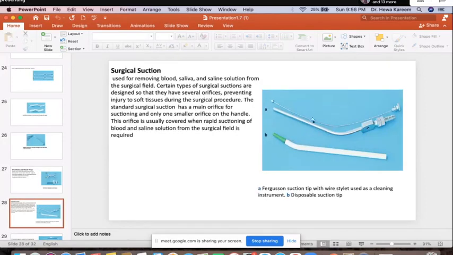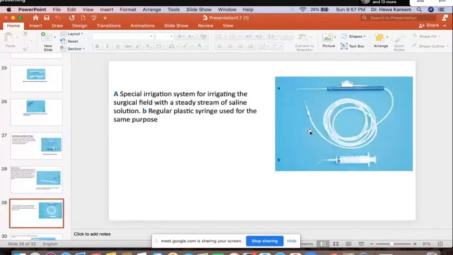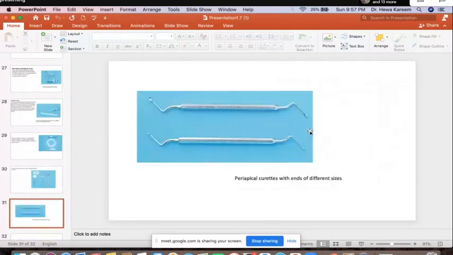These are two types of suckers. Suction tube. This is metal and this is plastic. This is disposable and this is reused after sterilization. Just for suctioning the saliva and the blood. And surgical suction for what? For suctioning the saliva or the blood. Curette, for curettage and for cleaning the socket from infection.